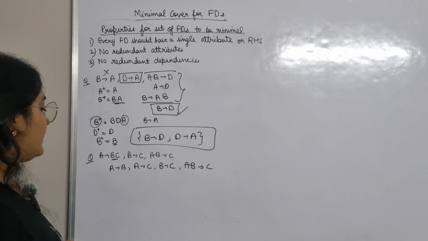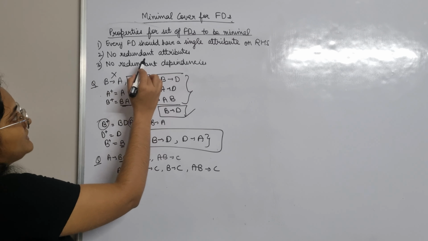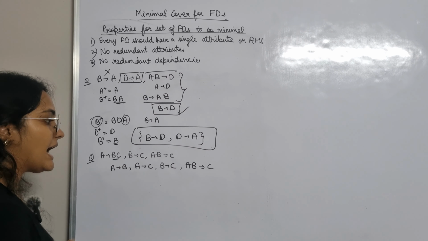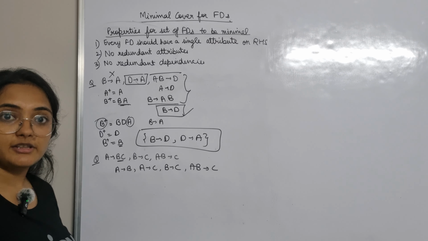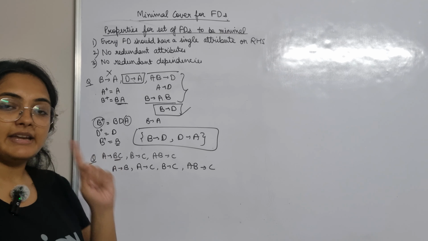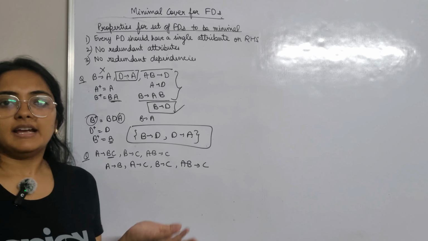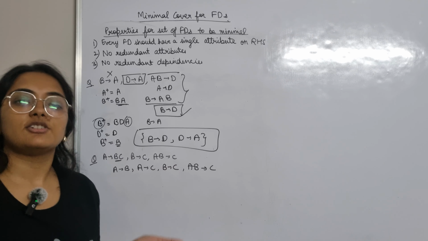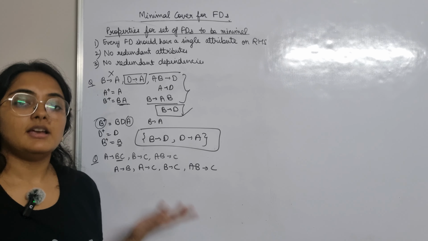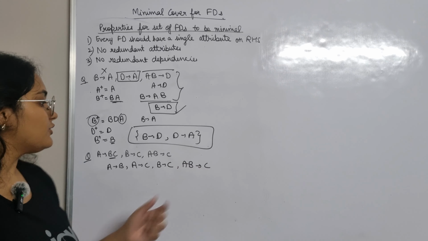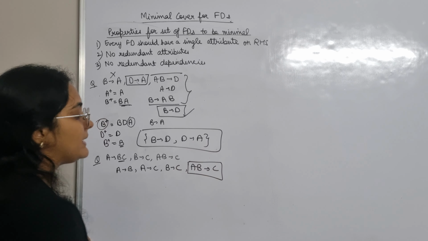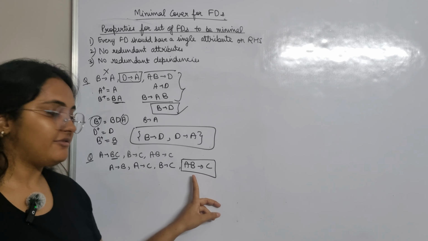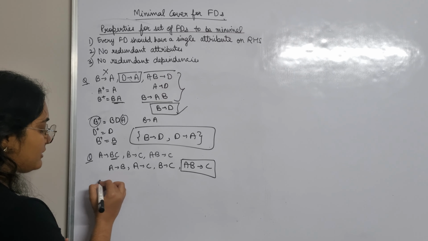Now what the second step says: no redundant attributes. Are there any FDs that have more than one attribute on the left hand side? Because if only one attribute is there on the left hand side, it cannot be redundant. Either that functional dependency itself is redundant, but not the attribute. So only this particular functional dependency has two attributes on the left hand side. So let's see for this if the attributes are redundant.